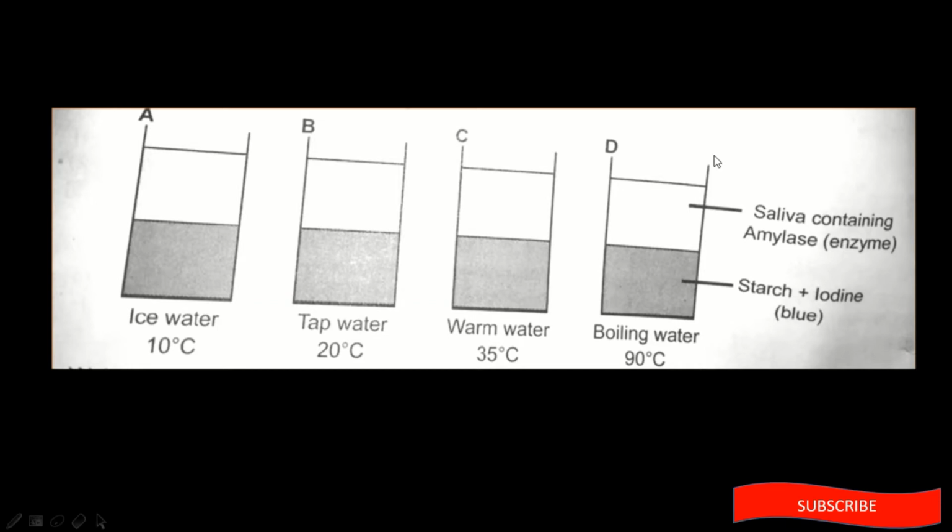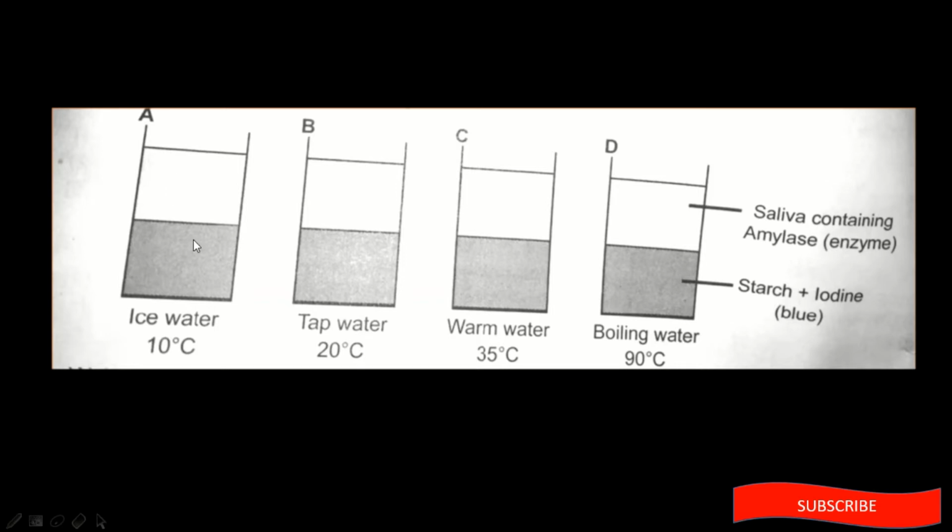So in short, we are using starch, and we want to be sure that starch is present in our test tubes. And if starch is present, we still want to know what happens when amylase digests starch. Will starch still be present? Because of that, we are using iodine solution to test for the presence of starch.